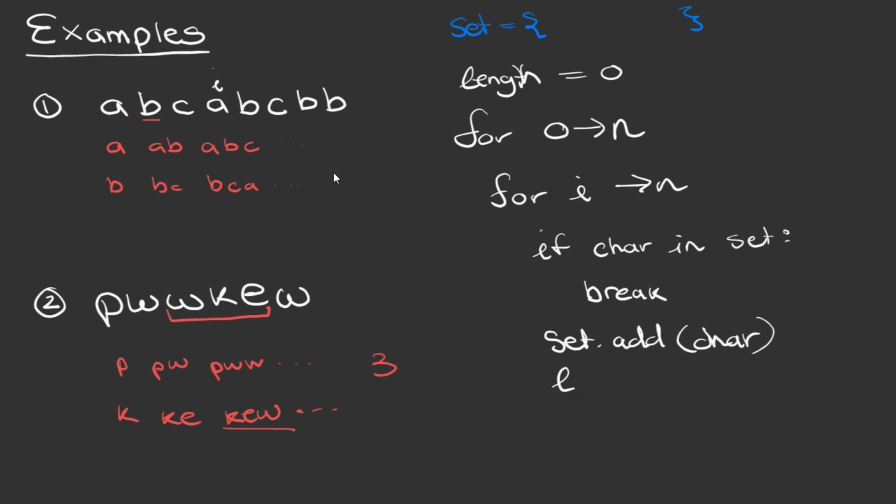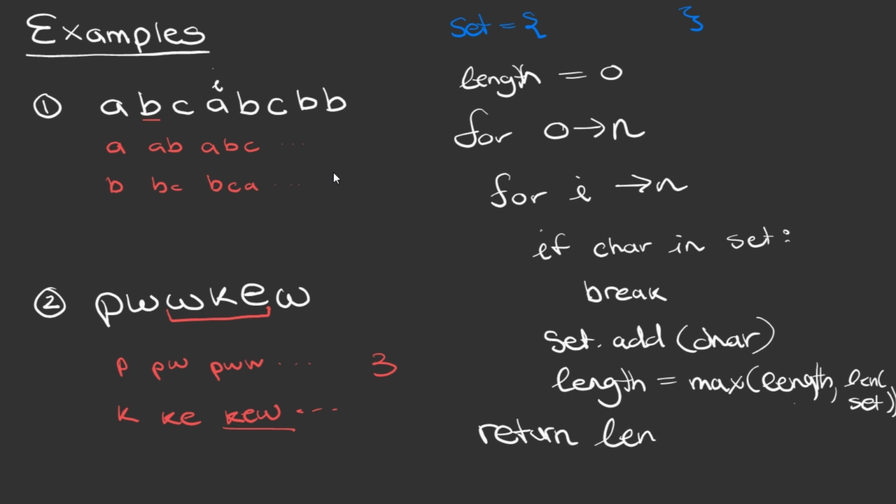So we're just going to write length equals the maximum of length and the length of the set. At the end of the algorithm, we can just simply return length. So the set is going to be filled up with characters. So for example, A, B, C, but if we encounter another A again, then it's going to already be in the set, and we're going to just break out of this loop and continue from B.